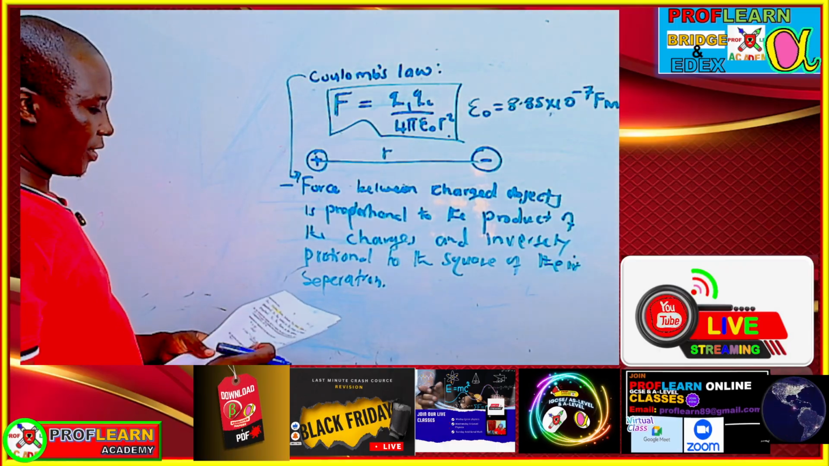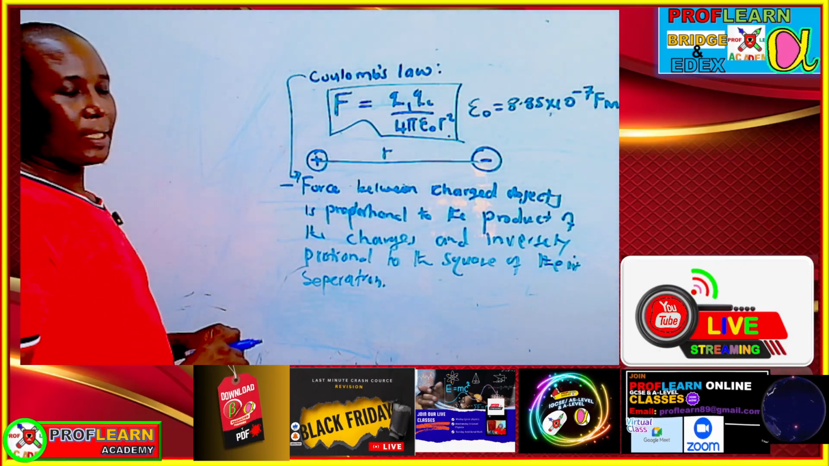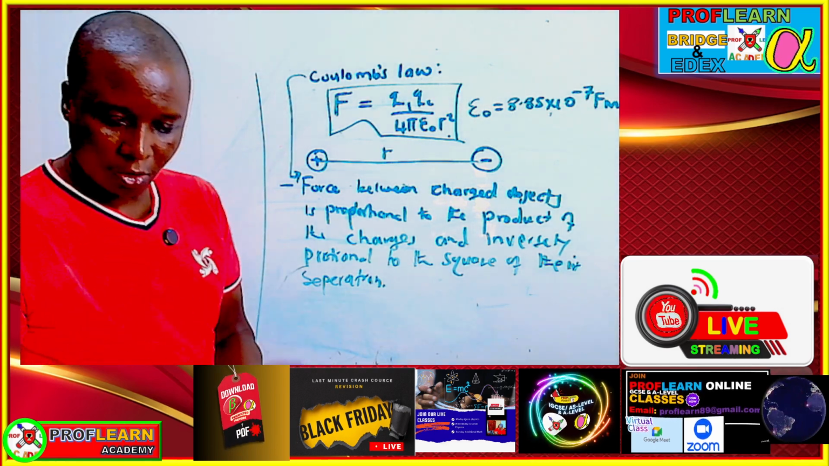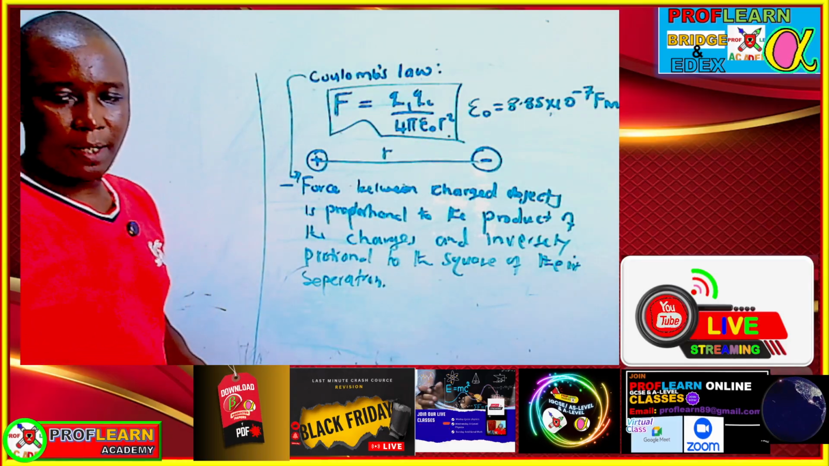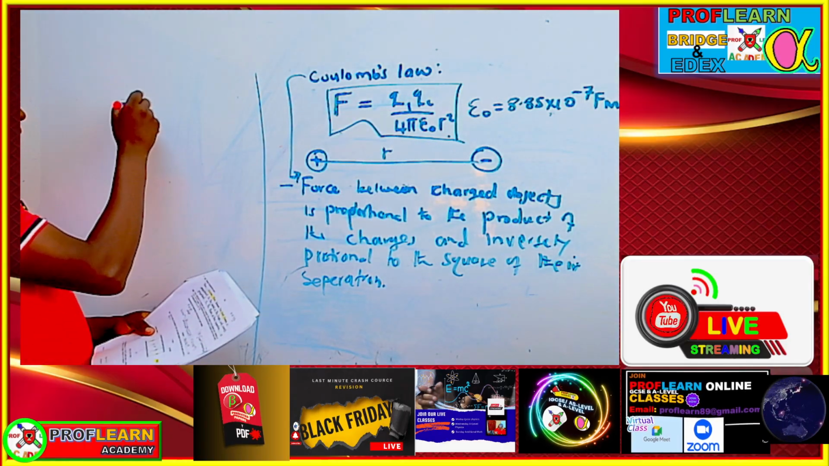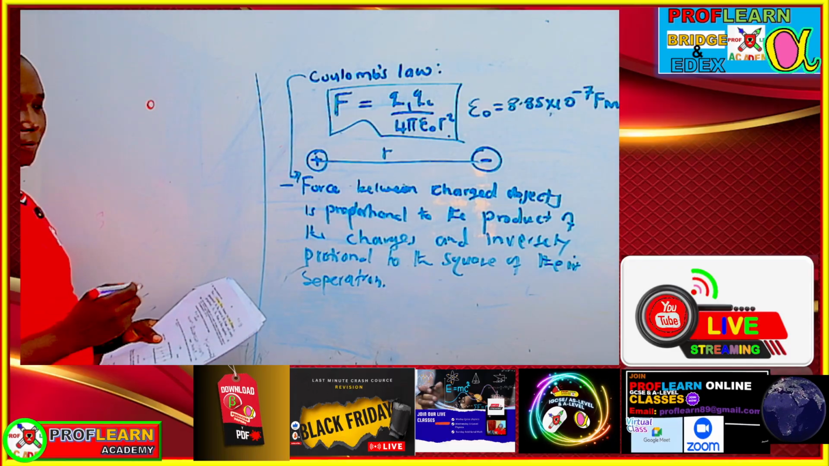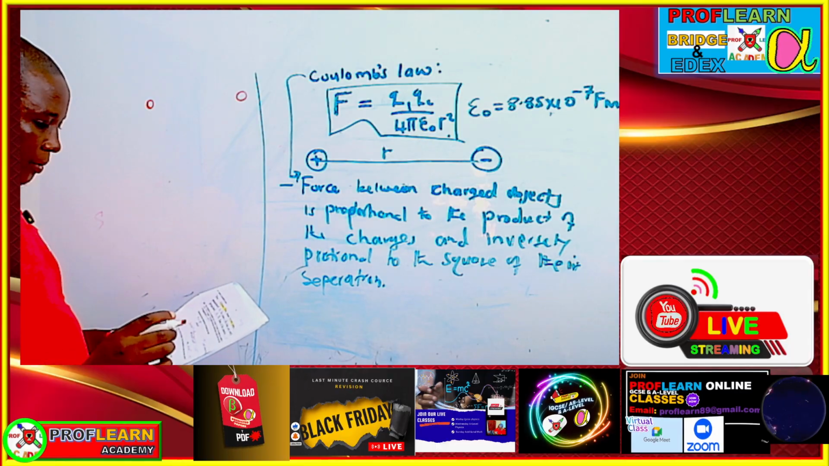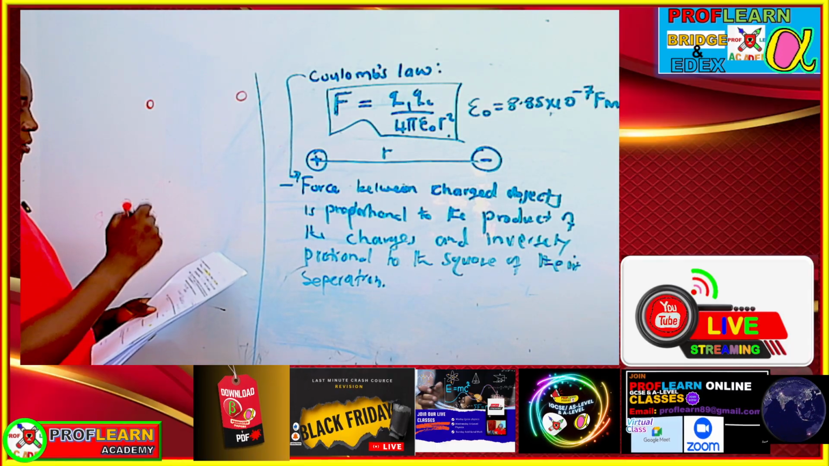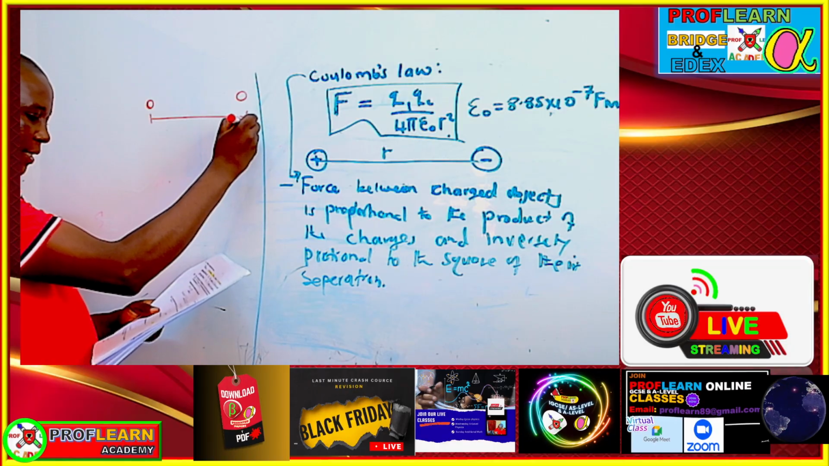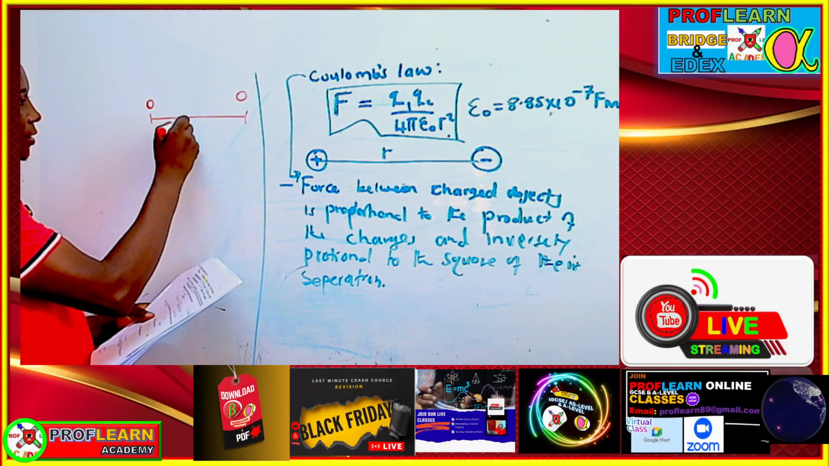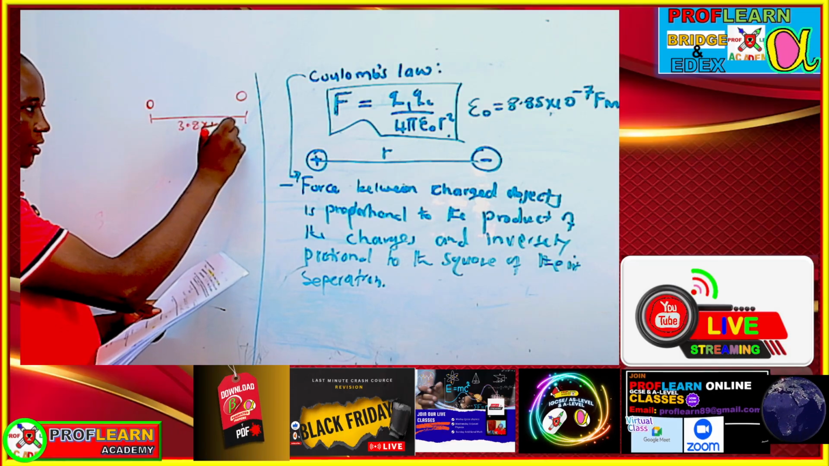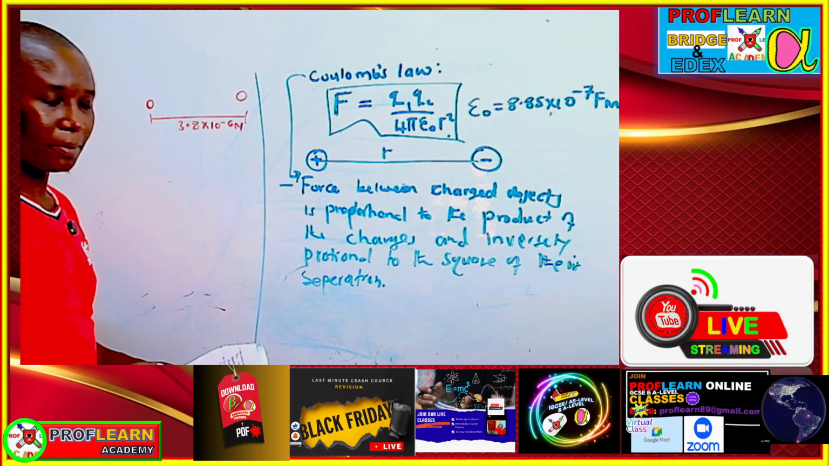Now, we are given a scenario whereby there are two charged oil drops. Two identical oil drops, and they are separated by a distance. Let me check the distance here. It is 3.8 times 10 raised to the power negative 6 meters. That's the distance of separation.